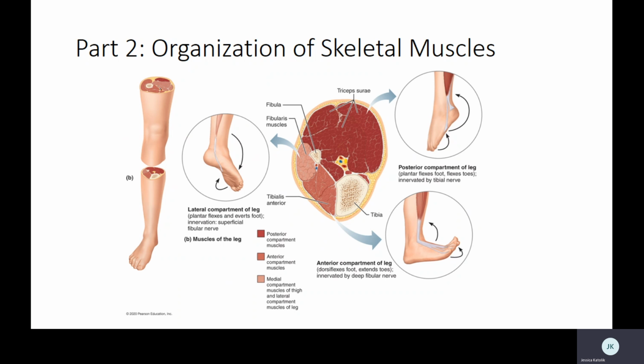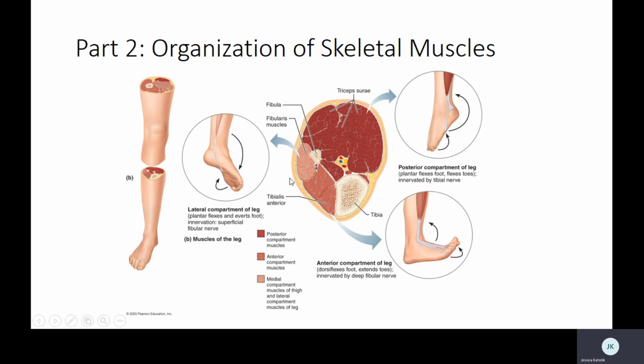And it's also going to contain the flexors of the toes. So when these muscles contract, it's going to curl our toes in. And all of these muscles are going to be innervated by the tibial nerve. Again, a division of the sciatic nerve. So the anterior part, just to review, is going to dorsiflex the foot and extend the toes, while the posterior compartment is going to plantar flex the foot and flex the toes, so curl the toes.